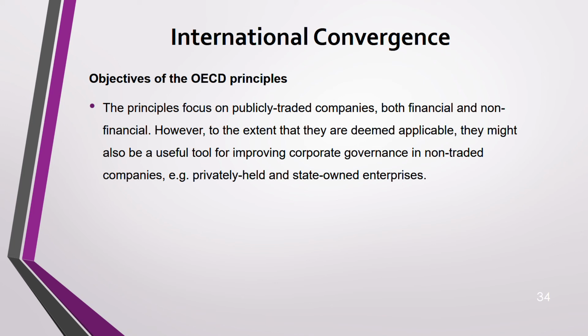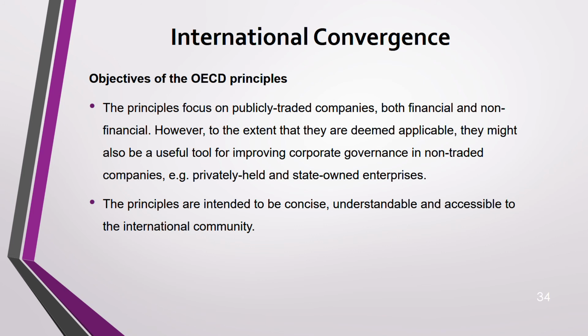Things like privately held or state-owned enterprises, like public sectors and all. Not totally, but wherever it is applicable. But mostly these OECD principles are for publicly traded companies. Fifth objective. The principles are very concise, that means very brief, you can understand them, and they are accessible to the international community. All the international community can easily access them.